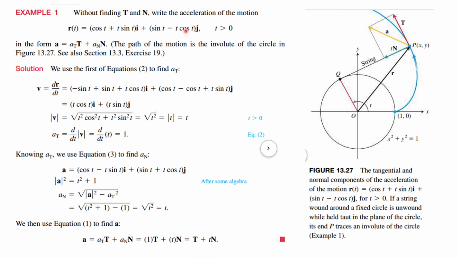And by the way, this curve here is known as the involute of the circle, and it's the same thing as if you had a string around here and you're pulling the string off, but keeping it within that plane. That's the equation that you would get.